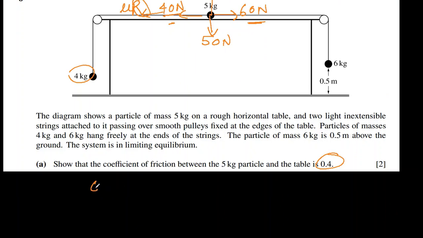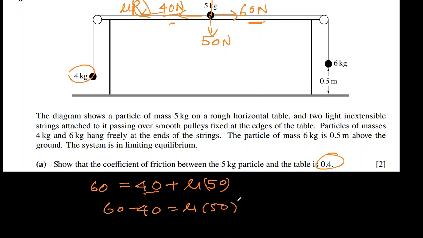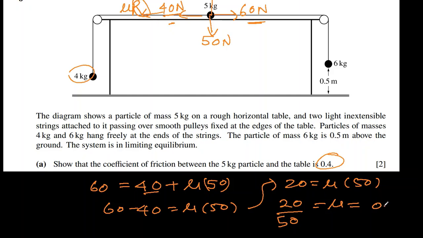All right. So 60 newtons is equal to 40 newtons plus mu R, and R is 50 newtons. So let's bring 40 to the other side. 60 minus 40 equals mu times 50. And this can be completed here: 20 equals mu times 50. And mu stays here. It becomes 20 over 50. And yes, 20 over 50 is 0.4. Let's see what the second part is.